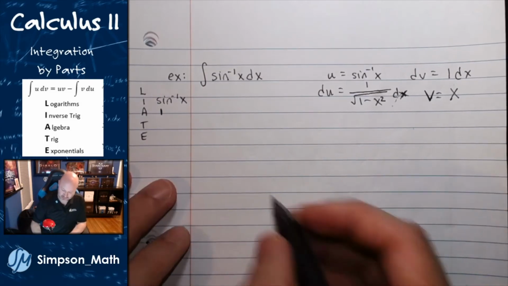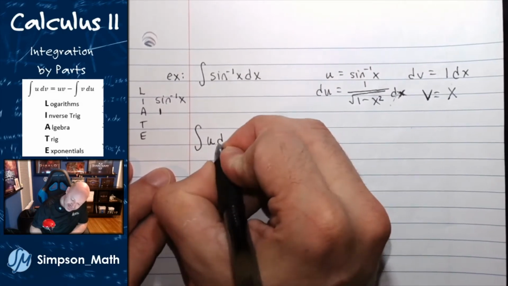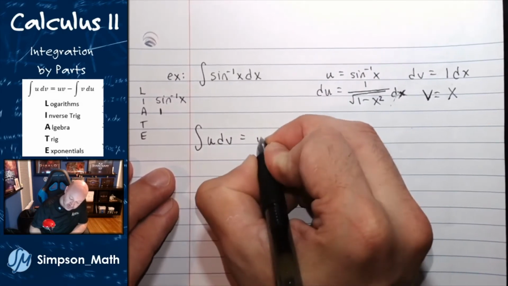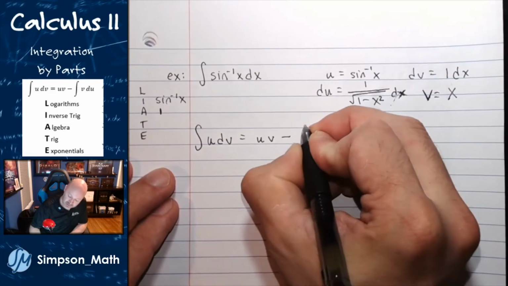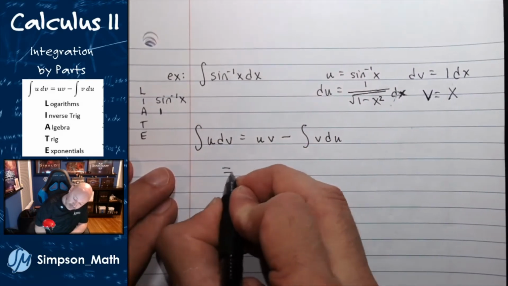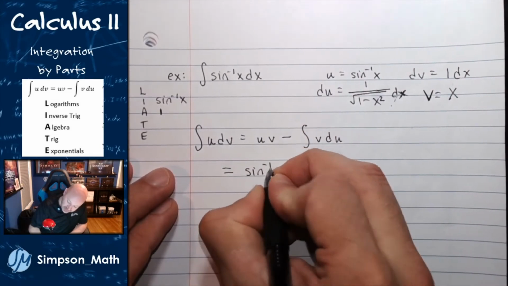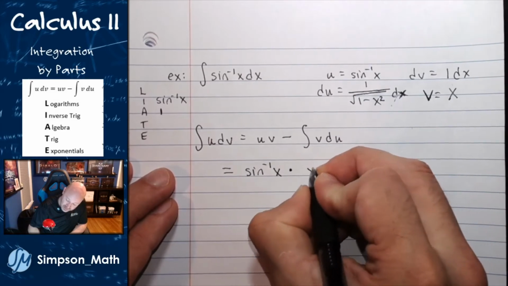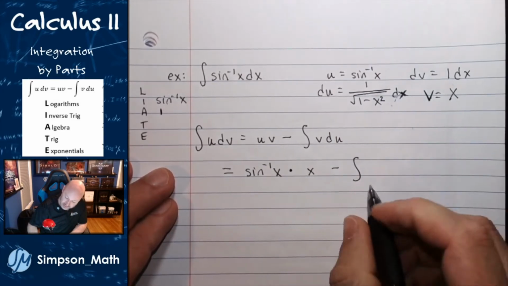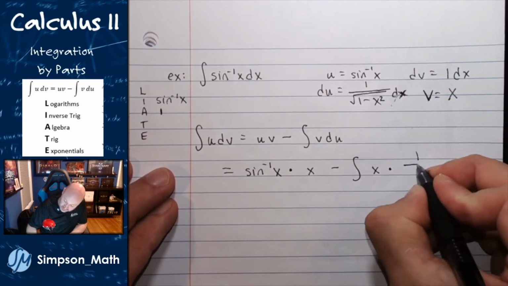I'm going to write down the parts formula. I'm trying to memorize this thing. The integral of u dv is equal to uv minus the integral of v du. Plopping in information that I know: arc sine times x minus the integral of x times that fraction.